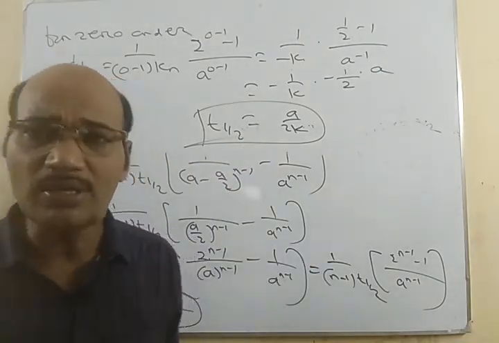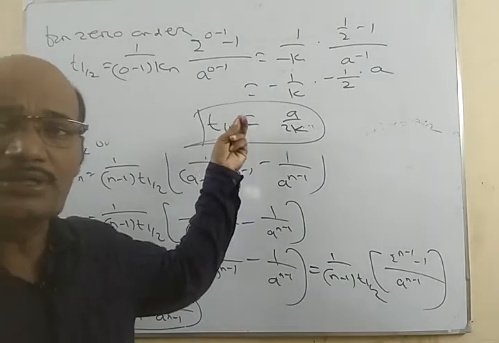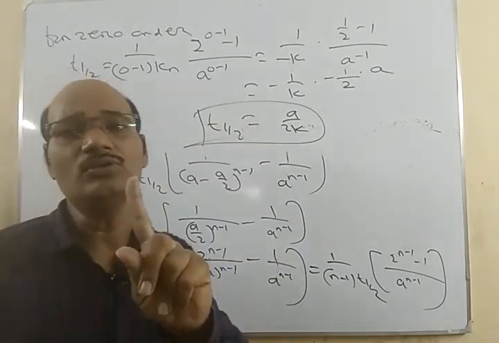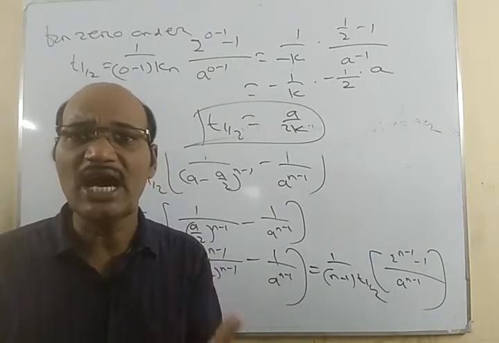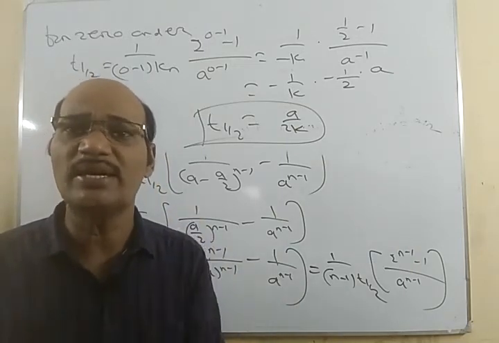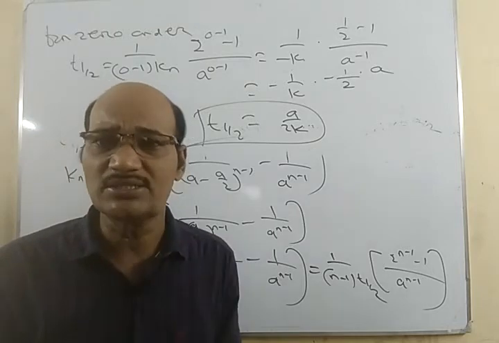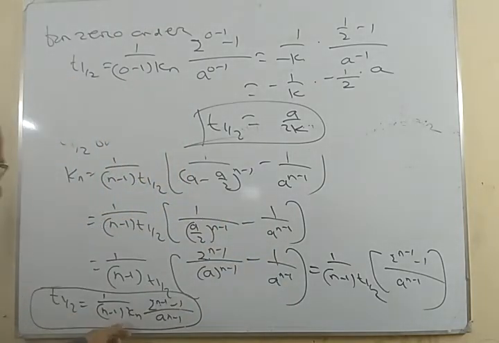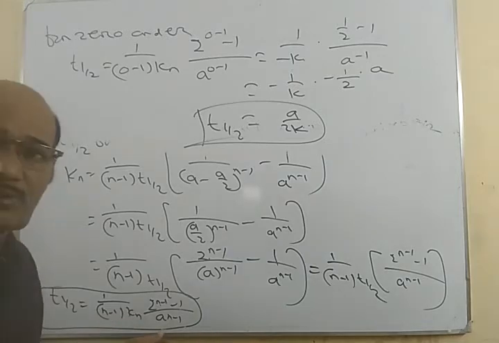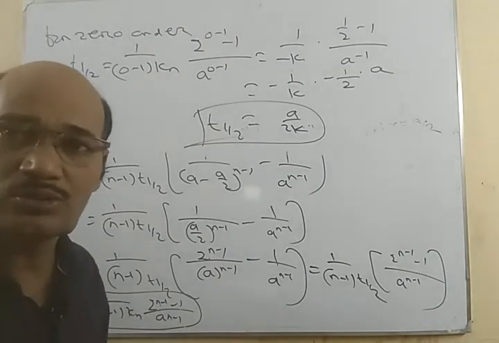So we can derive the half life period for reactions of any order except first order. For first order reaction, T half is equal to 0.693 by k, but for the rest of the reactions of any order, T half is equal to 1 by n minus 1 into k into 2 power n minus 1 by a power n minus 1.